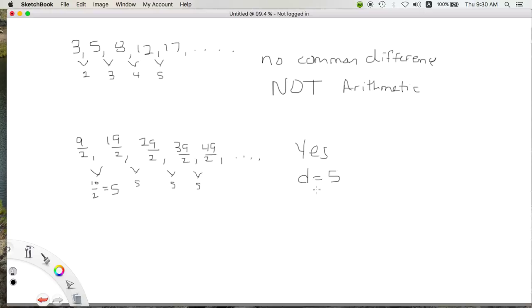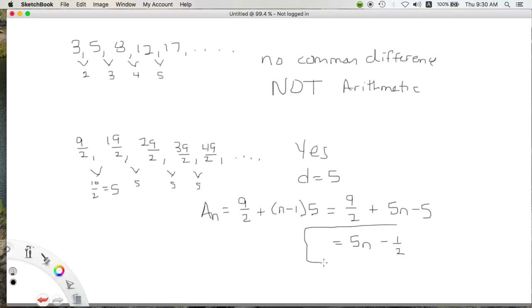So what we can do is come up with a general term. Remember, we take our first term plus n minus 1 times our common difference. And we distribute. So this is 9 halves minus 10 halves, so that leaves us with 5n minus 1, all over 2. So here is our general term. Yes, this is an arithmetic sequence, and here's our general term.